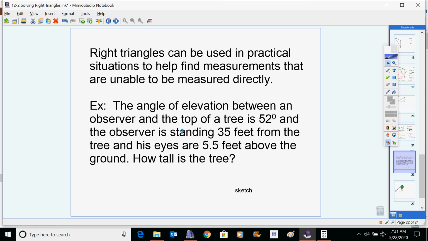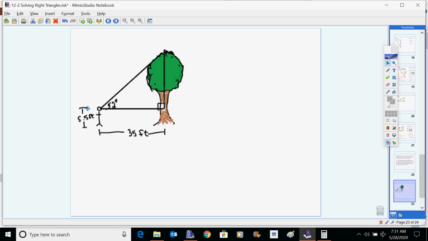Okay, so 52 degrees, the observer is standing 35 feet from the tree, and his eyes are 5.5 feet above the ground, because your eyes are not on the ground while you're observing the tree. You're not laying down there. You're standing up. You're looking at the top of the tree. So making a rough sketch of this situation, here's our tree. Here's the top of the tree. 5.5 feet where the eyeballs of the observer are looking up at the top of the tree. Okay, and 35 feet from the tree.